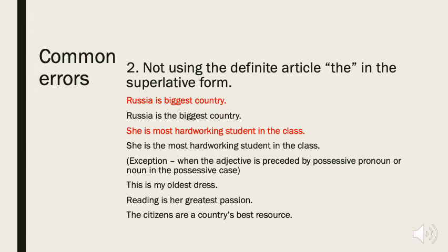Reading is her greatest passion. The possessive pronoun her comes before the superlative form greatest. Similarly, you have here in the third sentence a noun in the possessive case. The citizens are a country's best resource. Country is a noun and it is in the possessive case here, the country's. Okay, and the superlative form best cannot take the definite article the along with it. So it becomes the citizens are a country's best resource.